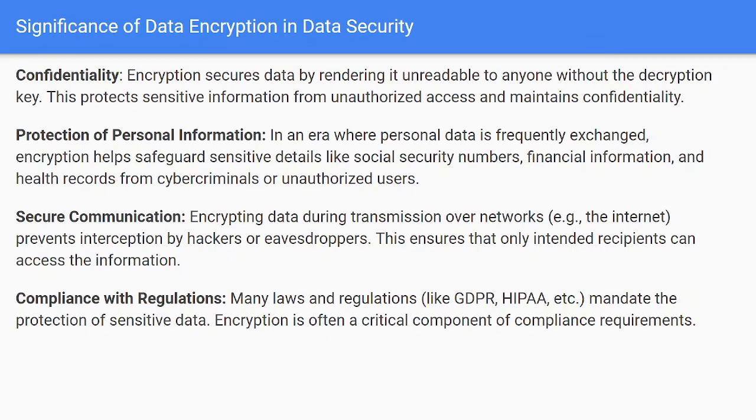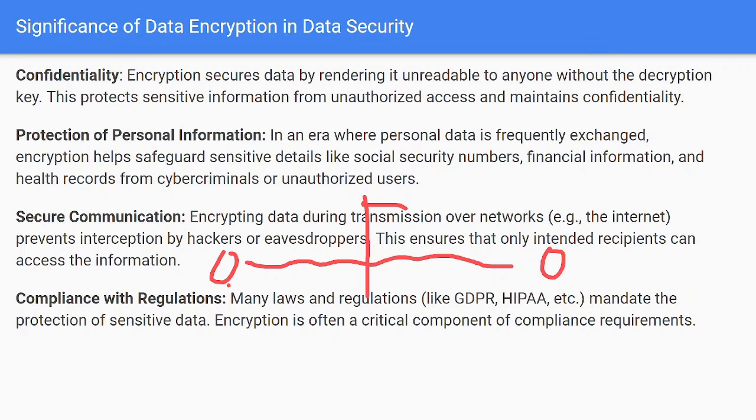Then the next one is secure communication. Encrypting data during transmission over the network prevents interception by attackers or eavesdroppers. Exactly. So if person A and person B are communicating through a secure communication channel, and that channel encrypts all the data, whatever A is sending to B is encrypted, and whatever B is sending to A is encrypted. So even if somebody comes in the middle, the person will not understand what is being communicated because what is here has been encrypted.